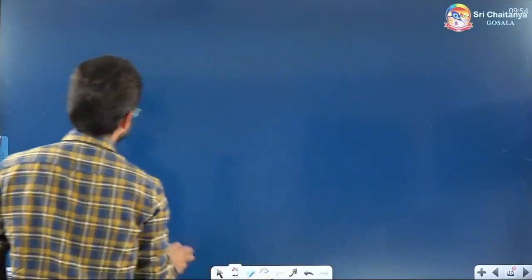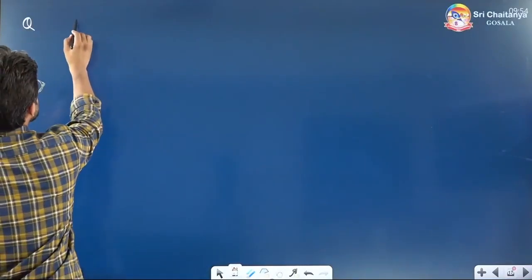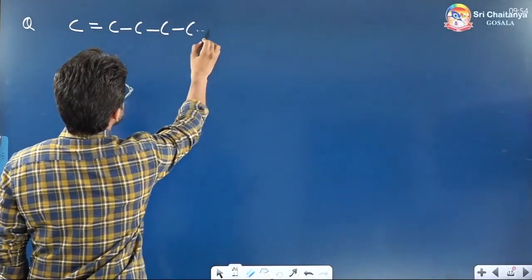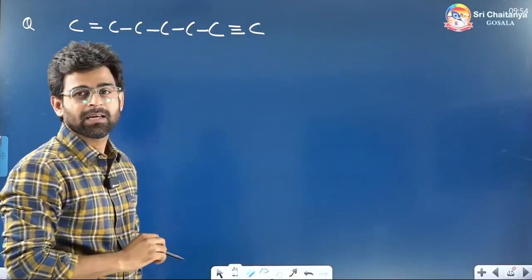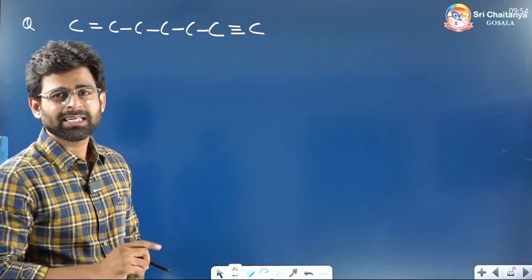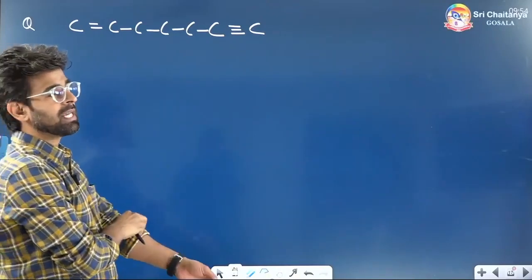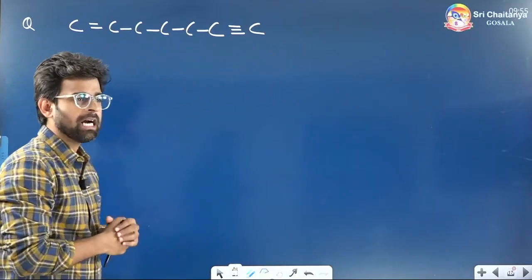Okay, try this. I'm giving a question, so carefully give the answer. Yesterday I ended the class at this point only. So please give the answer very carefully. First of all, there is only one chain and we should start numbering from where? Which end should we start numbering from? Left end or right end? Please answer, left end or right end?